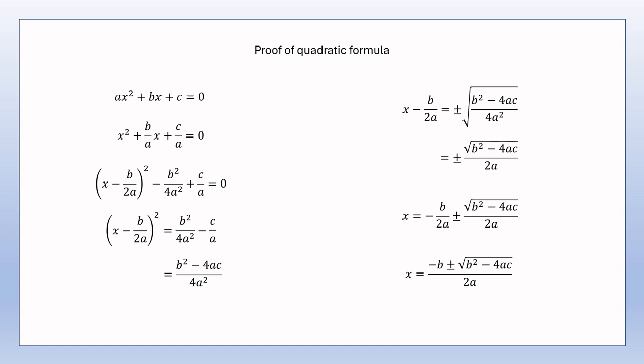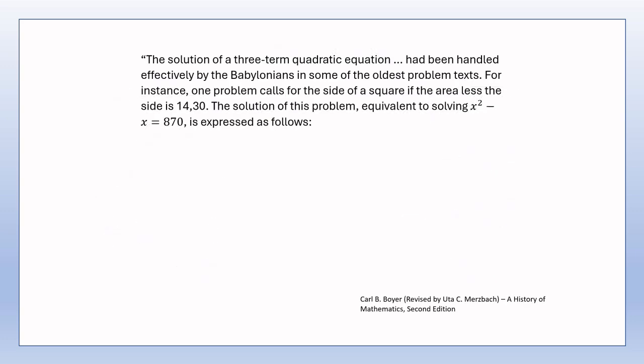So now let's have a look at some of the history of quadratic equations. Quadratic equations, or at least something that is comparable to the modern notion of quadratic equations, were solved as far back as Babylonian times. So we read in Carl Boyer's book, A History of Mathematics, the solution of a three-term quadratic equation had been handled effectively by the Babylonians in some of the oldest problem texts.